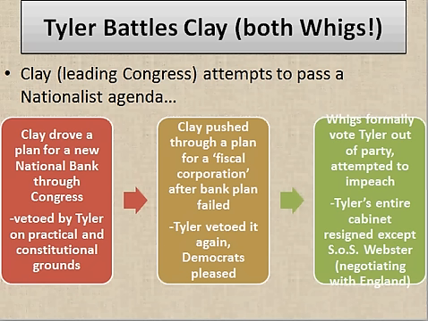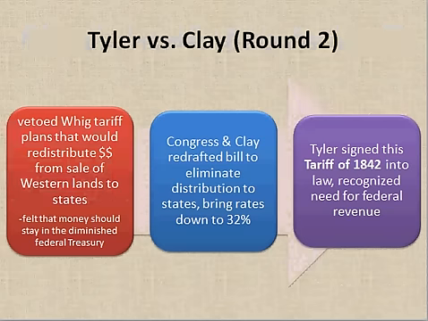The second issue that Tyler and Clay battle over has to do with tariffs. Tyler vetoed Whig tariffs and a plan that would redistribute money from the sale of Western lands to states. Tyler felt that that money should stay in the diminished, meaning pretty small, federal treasury. He didn't want to be giving that money out when he thought the federal government needed to be shored up or stabilized. Congress and Clay, on the other hand, redrafted a bill to eliminate the distribution to states, hoping to still be able to pass the tariffs, but just taking out that redistribution bit that Tyler seemed to disagree with. Tyler did agree to sign this. This was called the Tariff of 1842.